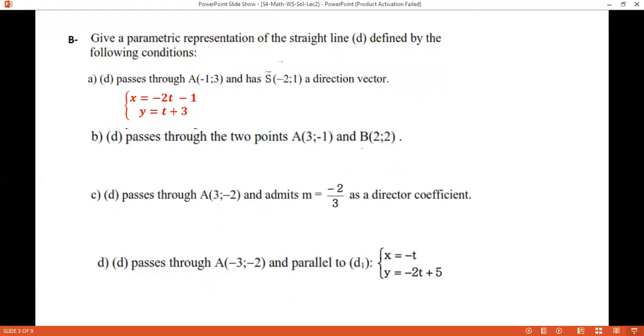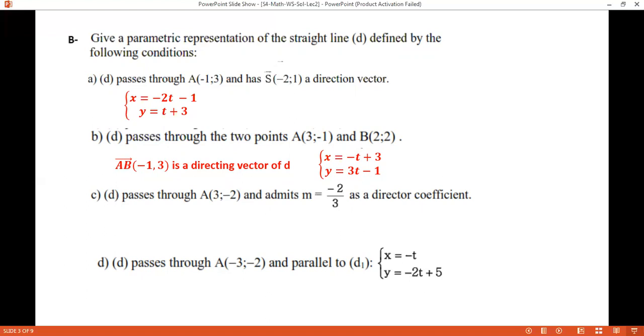In part B also, we have 2 points A and B. So I need to create a directing vector, which is AB, or BA, as you want. AB, which is -1, 3. And then we replace those coordinates as a coefficient of the parameter, and you can replace the point A or the point B beside the parameter. So it's either 3, -1 or 2, 2. Both of them are correct.